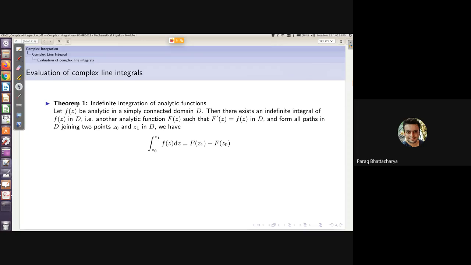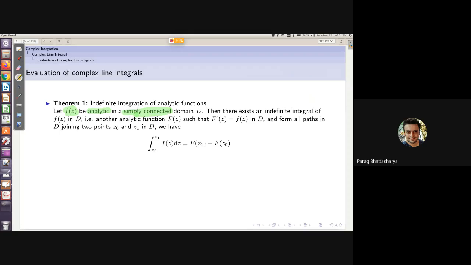Then there is a theorem. The theorem helps us to evaluate the integration for analytic functions. It helps us to evaluate a definite integral. So let us say f of z is analytic in a simply connected domain.